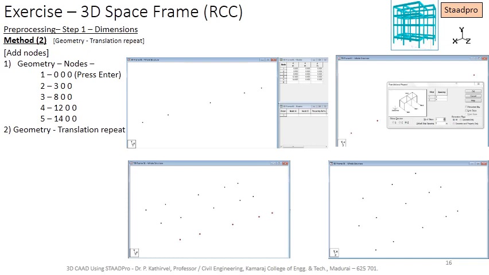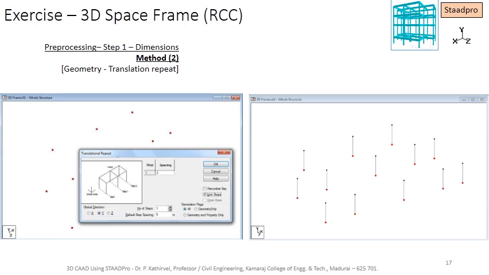As done in method 1, you have to select the top, extreme left and right nodes using the node cursor. Right click, delete, OK. So here you get the bottom 13 nodes. Now select all the 13 nodes using the node cursor. Go to geometry, translation repeat.